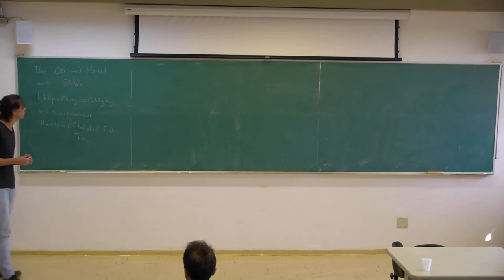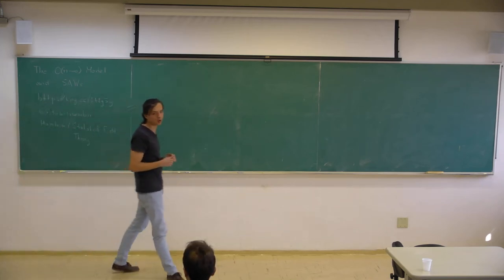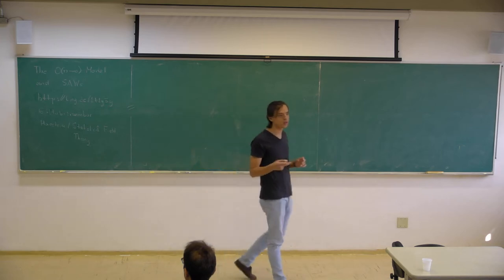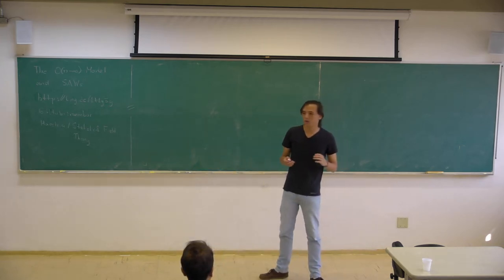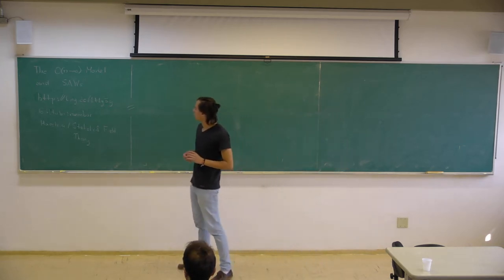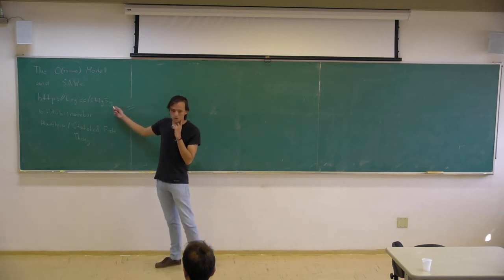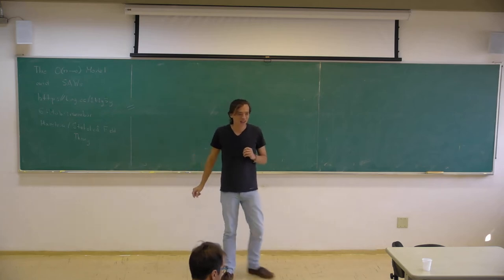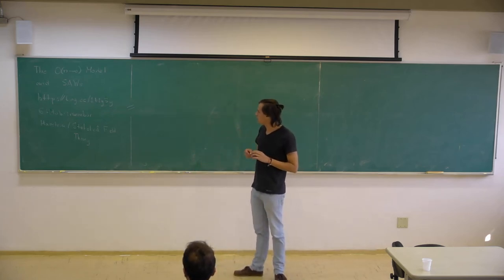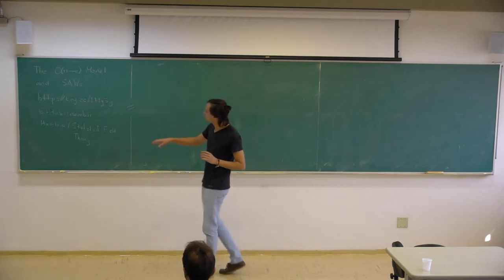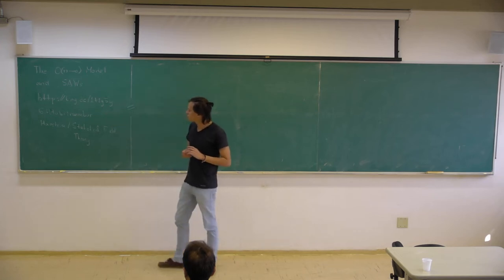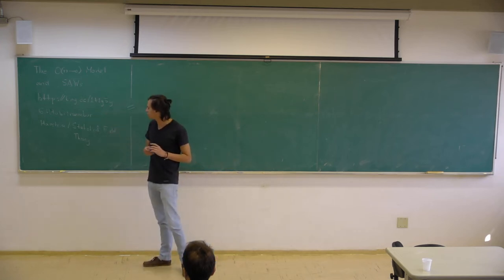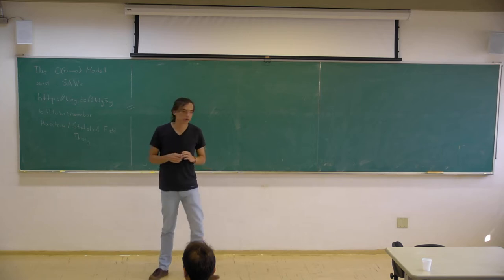Hello everyone. Today I'm going to be talking about the O(n) model, its limit as n goes to zero, and its relationship to self-avoiding walks. I've written some notes. They're very big notes because I had to learn a lot of stuff to understand this. They're found at that URL, or if the URL doesn't work, it's in my GitHub account. That's my book, and you go to the Maestria repository.